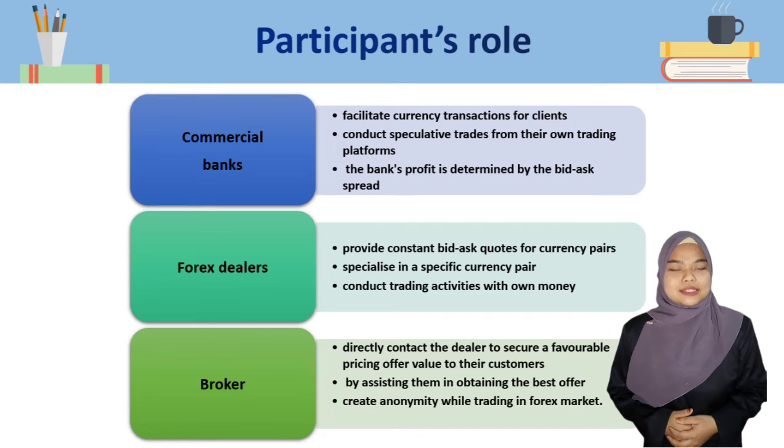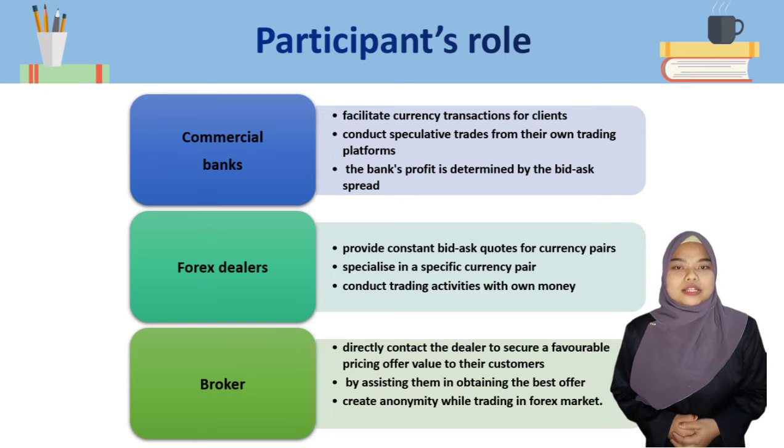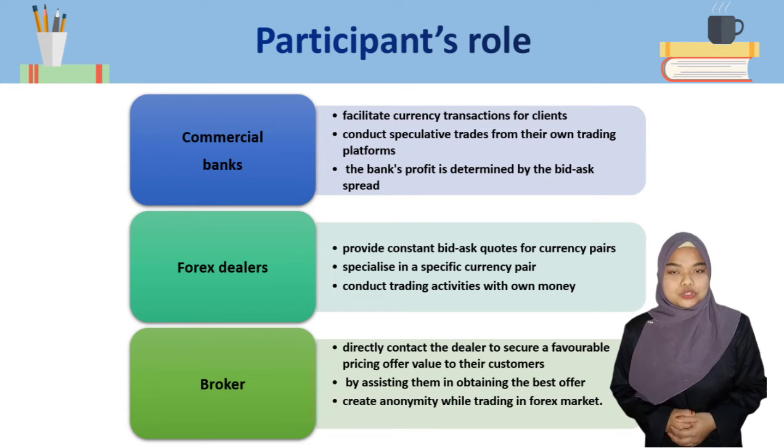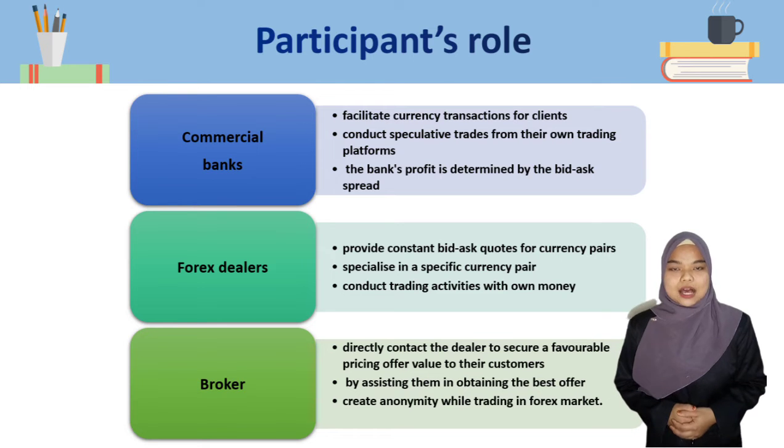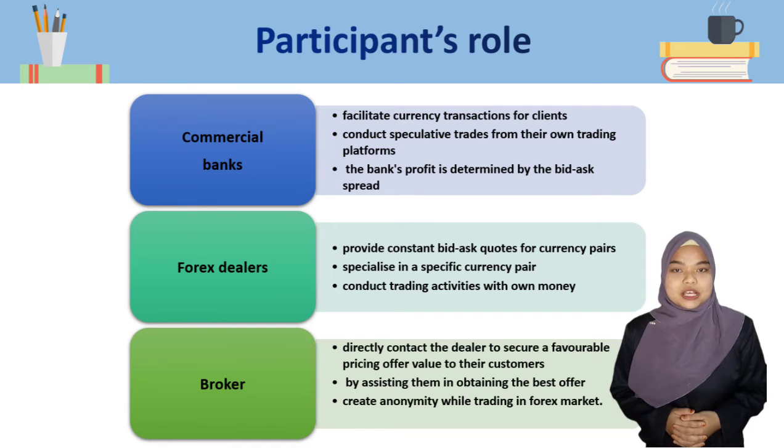For commercial banks, they facilitate currency transactions for clients, conduct speculative trades from their own trading platforms, and the bank's profit is determined by the bid-ask spread. These banks operate at 2 levels, which is retail and wholesale. Whenever a bank buys a currency in the foreign currency market, it's simultaneously selling another currency.